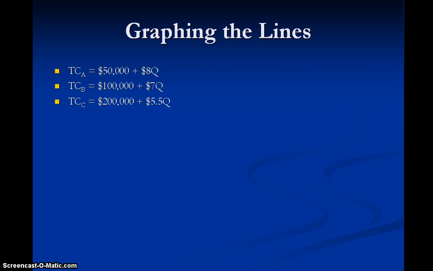So hopefully everybody remembers how to graph lines. The easiest way is just to pick 2 points, in this case for Q, that's our quantity, and just plot those 2 points and then draw a straight line connecting them. So what we have here is the total cost, which is kind of like our y variable, equals the fixed cost plus the variable cost times the quantity.